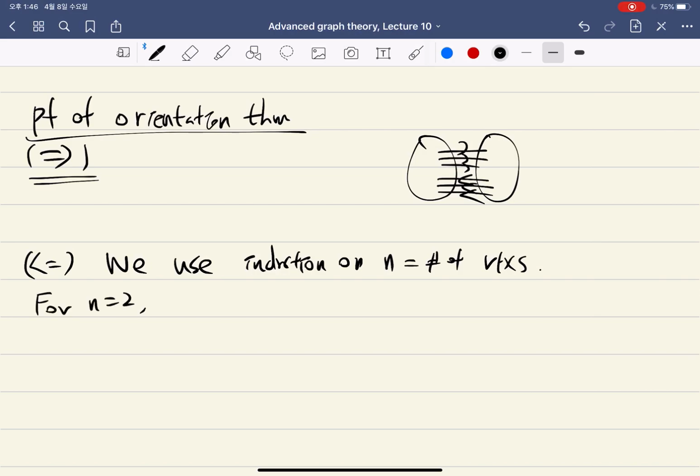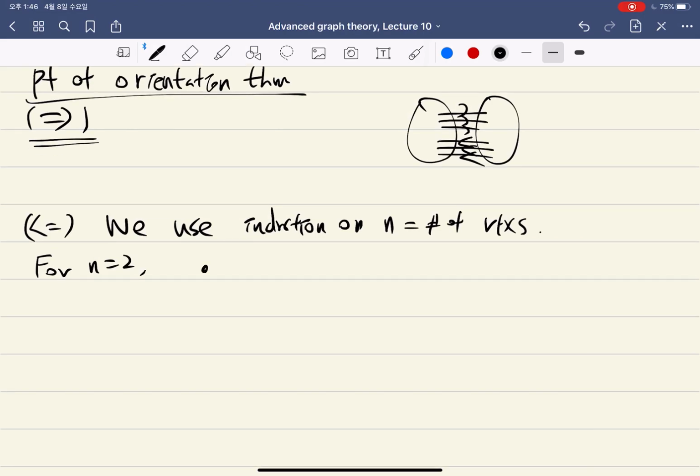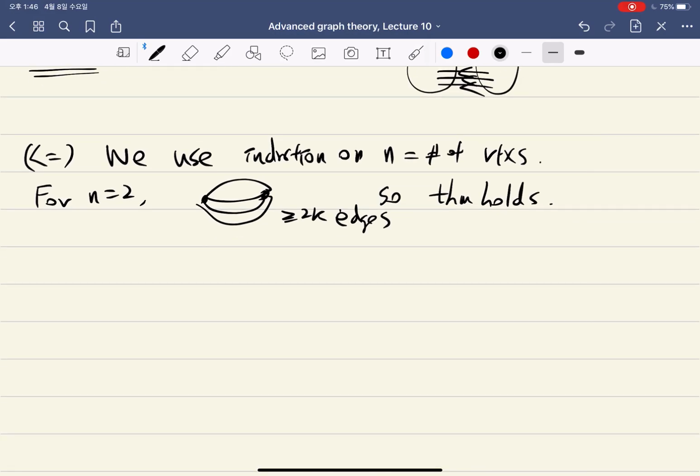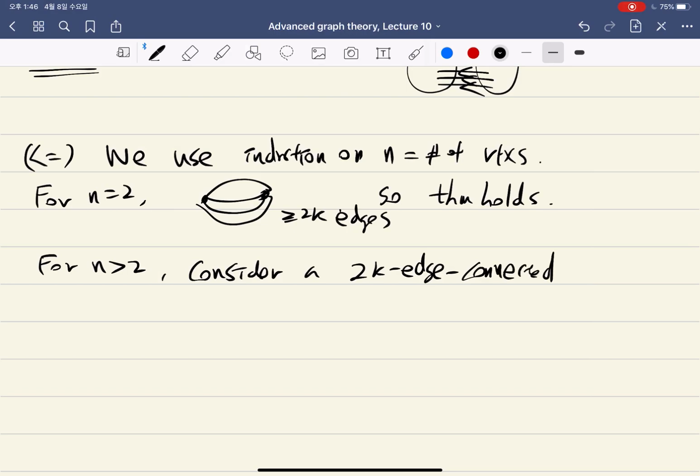For n equal to 2, then what do we have? We have 2 vertices joined with 2k edges, so we can easily check that the theorem holds. So let's assume n is bigger than 2 and consider a 2k-edge-connected multigraph.